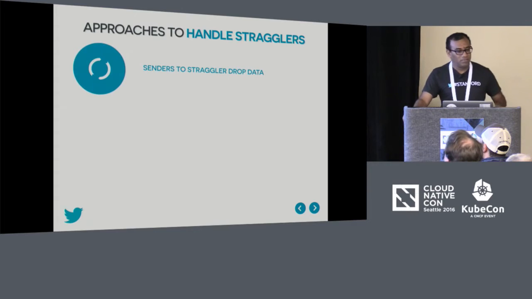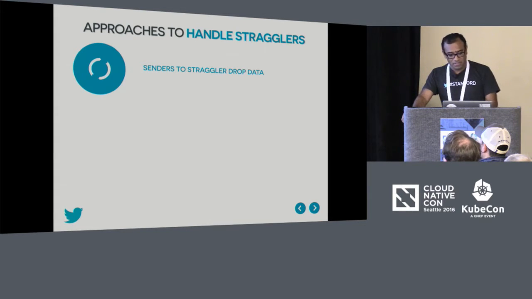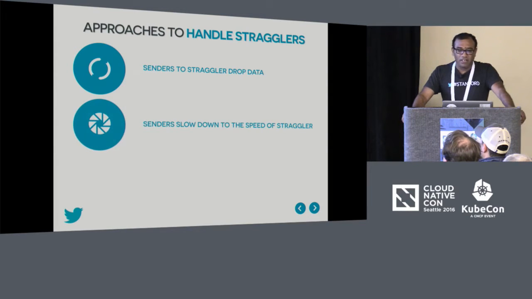So one is, by the way, the guy is not receiving as fast as I'm sending, so I'll just drop it. That is essentially: send to the straggler, drop data. On the other hand, the second approach is, hey, I will slow down to the pace at which the receivers are absorbing the data from me. So everybody slows down. That is the second approach.